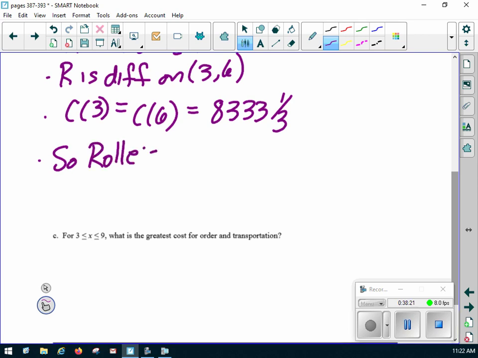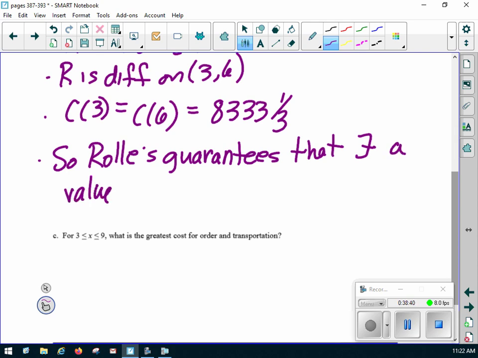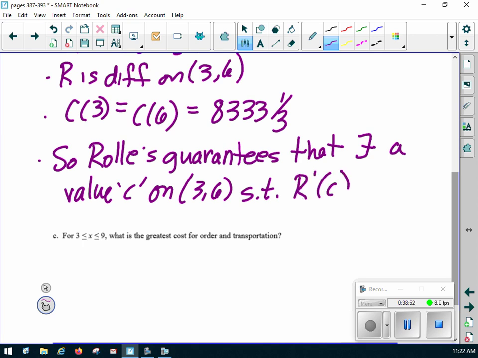So Rolle's theorem guarantees. Remember, what does Rolle's theorem guarantee? There exists a value C on the open interval 3 to 6 such that R prime of C equals 0.